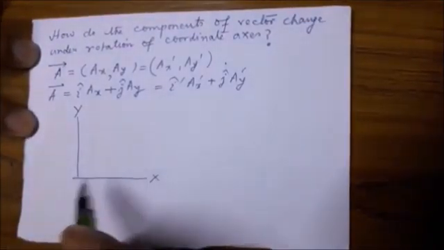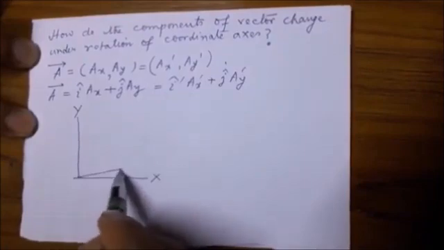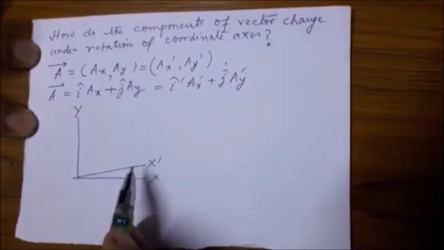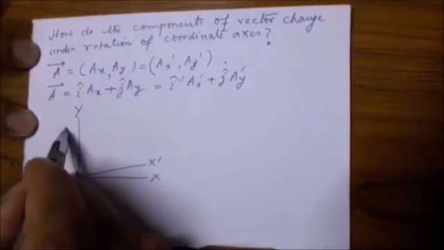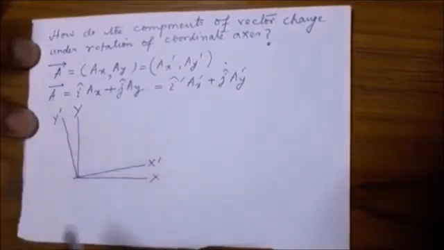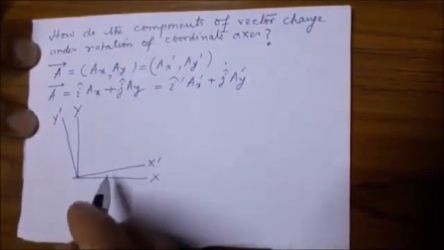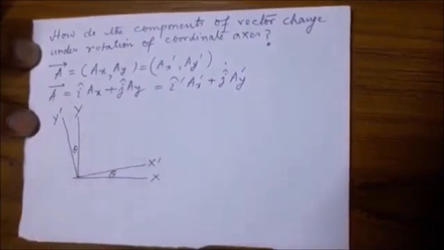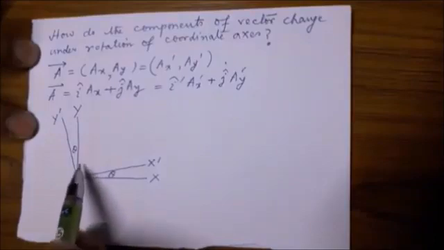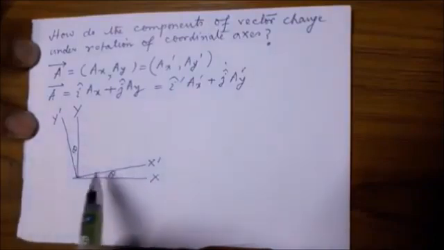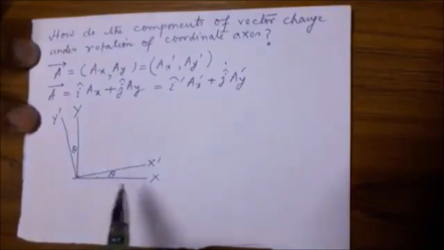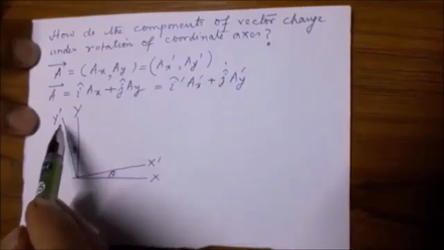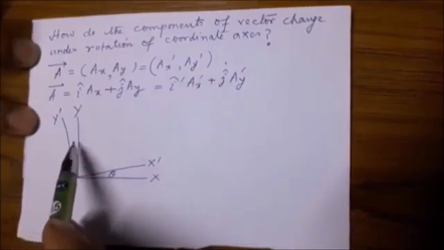Let us redraw the figure, and this is the rotated position of x, so it is x prime, and this is the rotated position of y, which is y prime. The angle of rotation is theta. Here also we have theta because the angle between x and y is 90 degrees and the angle between x prime y prime is 90 degrees. So if x is rotated to x prime by an angle theta, then y will automatically go to y prime at an angular separation theta.